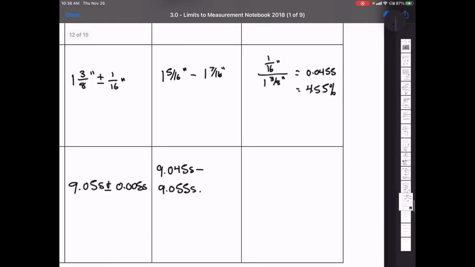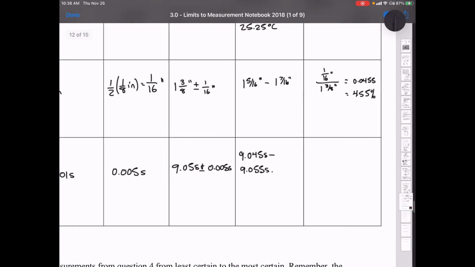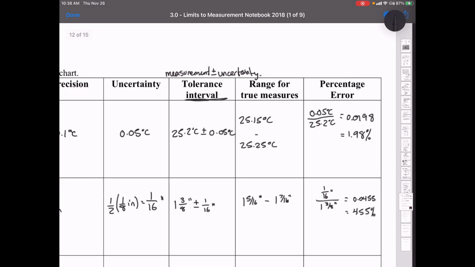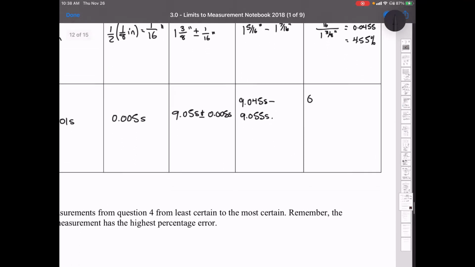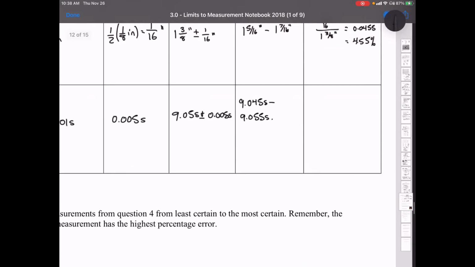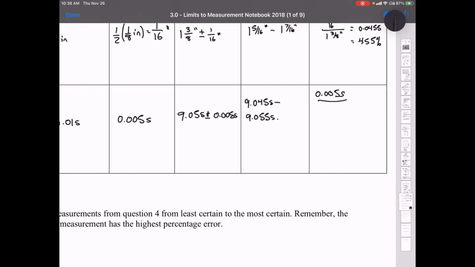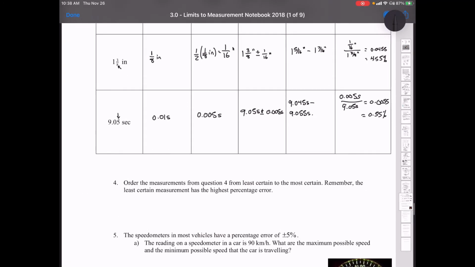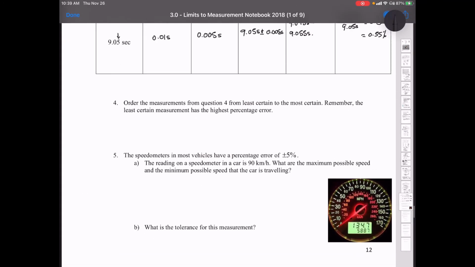And lastly, our percentage error is just our uncertainty, 0.005 seconds divided by our measurement of 9.05 seconds, which would give us 0.0055 or 0.55%, like so. Okay, so that's how you do those tables.